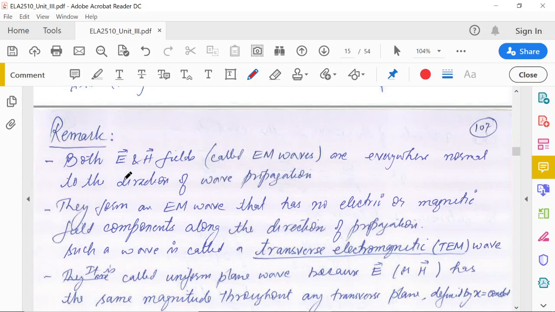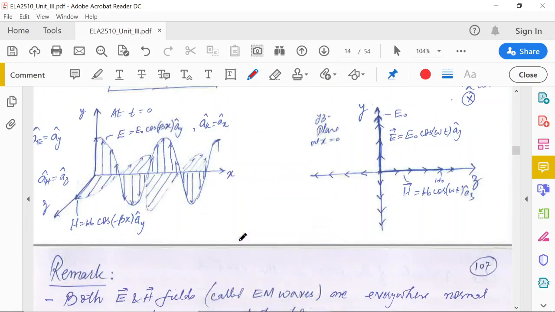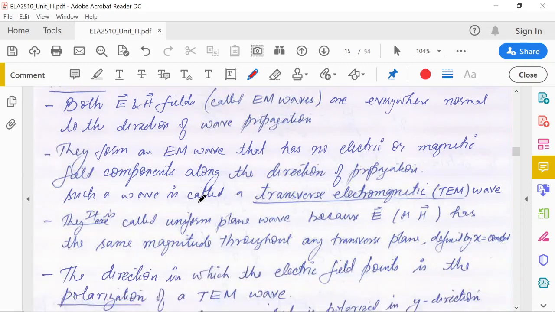So here you have some conclusions. Both E and H fields, called EM waves, are everywhere normal to the direction of wave propagation. So whatever the direction of propagation is, the E and H fields remain perpendicular to it. They form an EM wave that has no electromagnetic field component along the direction of propagation. So the E field and H field don't have any component along X. That's why they are perpendicular. If they had any component, they would not be perpendicular to X.